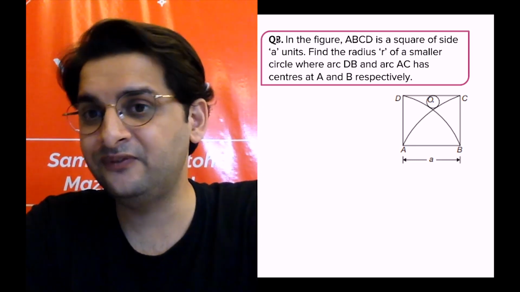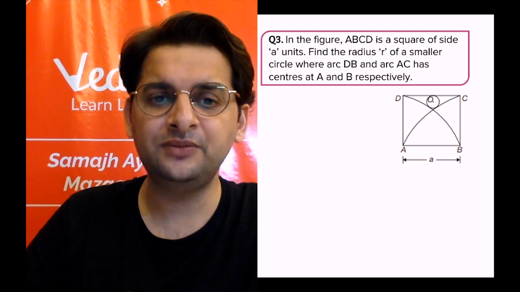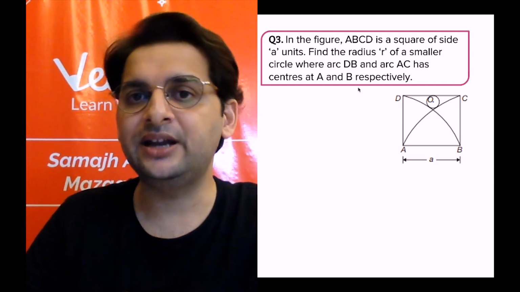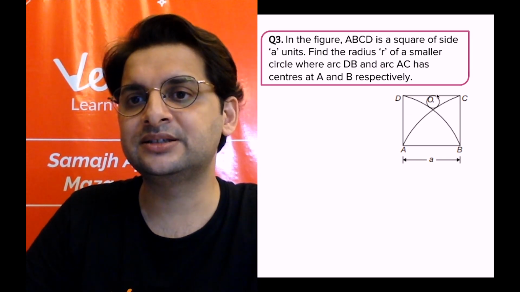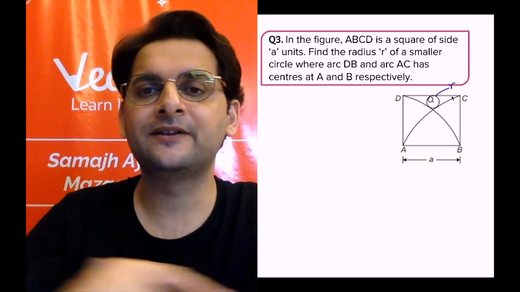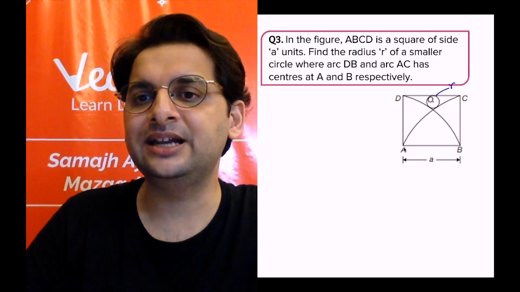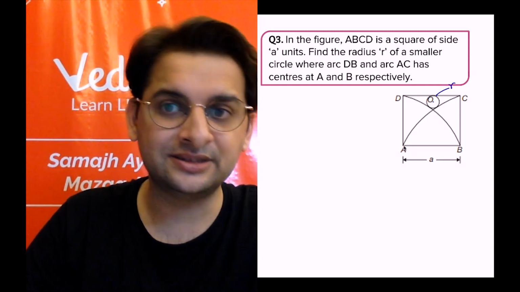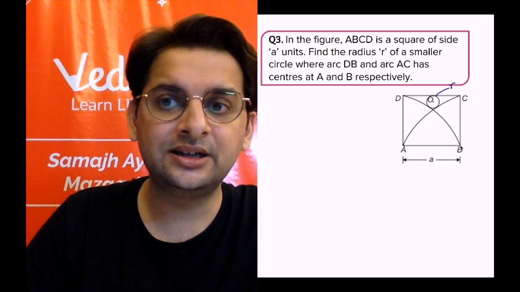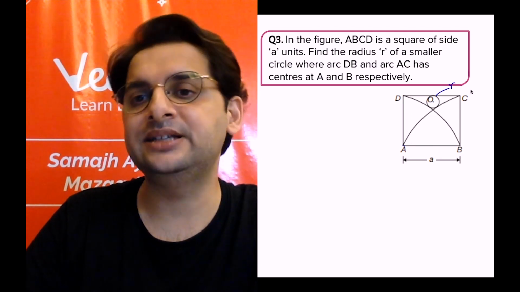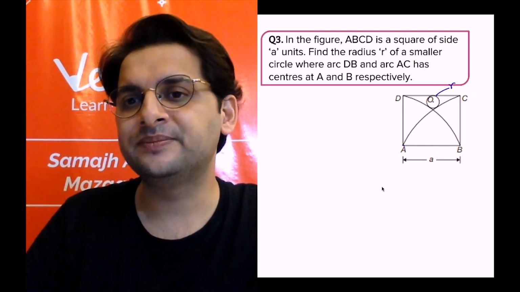And again, a very famous question. Let me repeat this question for you. ABCD is a square of side A. R is the radius of the smaller circle. So this circle has radius R. And arc DB and arc AC have centers A and B. So there's a circle drawn with A as center, having arc AD, and a circle drawn with B as center, having arc AC. So find the radius R in terms of A.